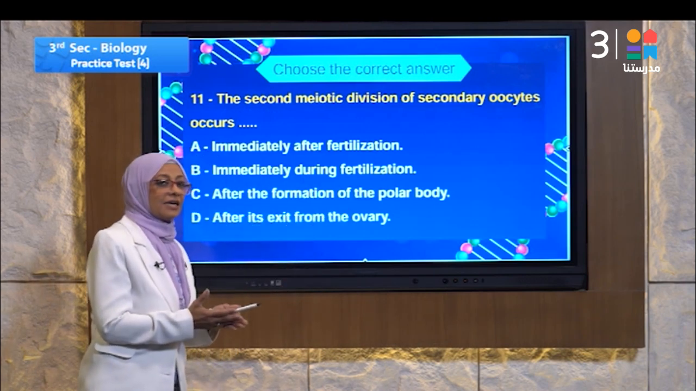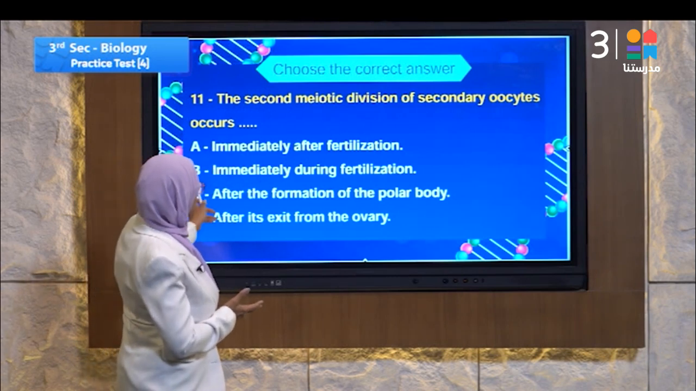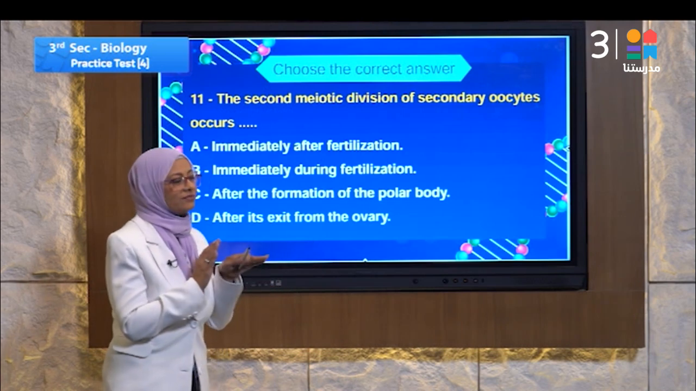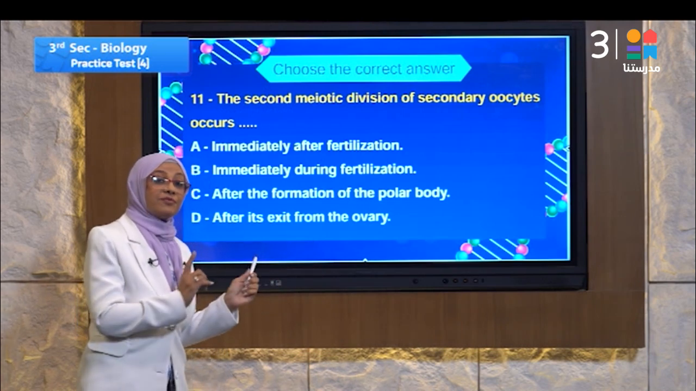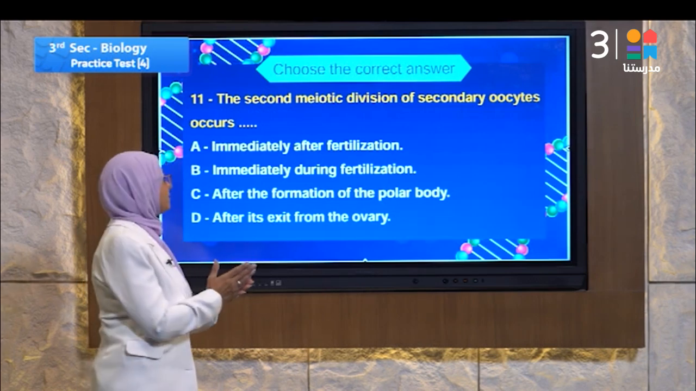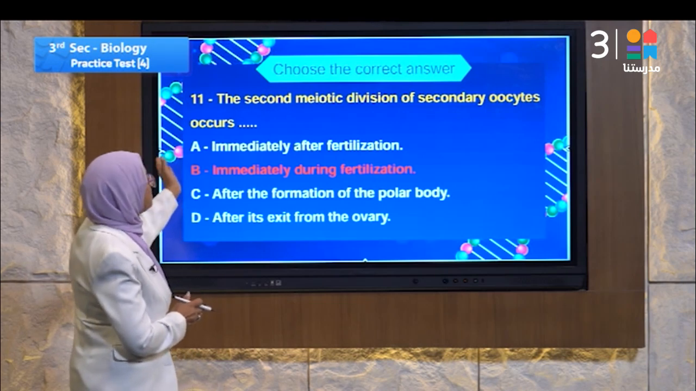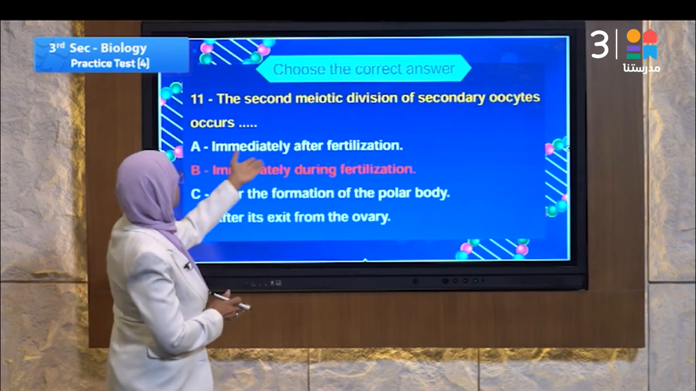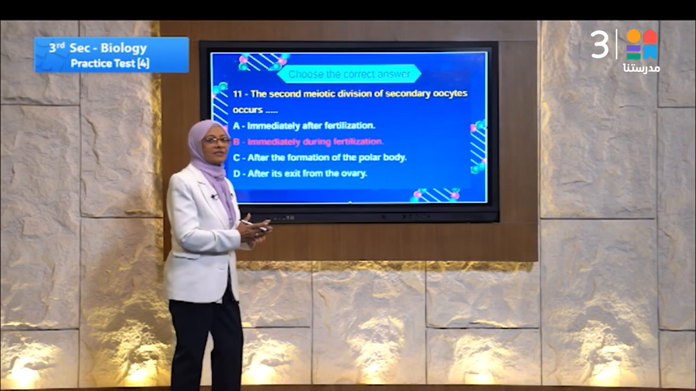The answer is that the division of the secondary oocyte occurs immediately during fertilization. It will not happen before fertilization. It is done during fertilization. That's the answer. The answer is number B.